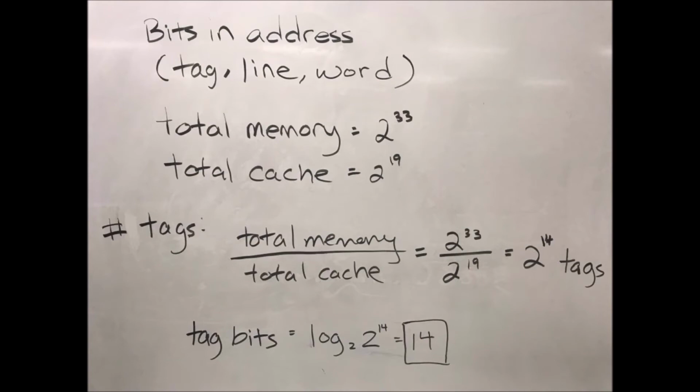To determine the number of bits in the tag address, we must first find the number of tags in memory. You can do this by dividing the total memory size by total cache size. This will give you 2 to the power 14 tags. Take the log base 2 of 2 to the power 14. The result is a 14-bit tag address.